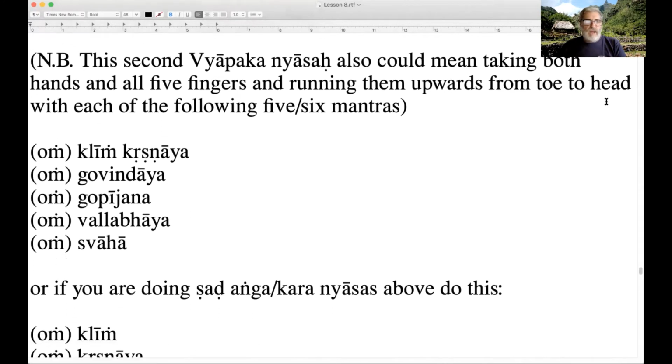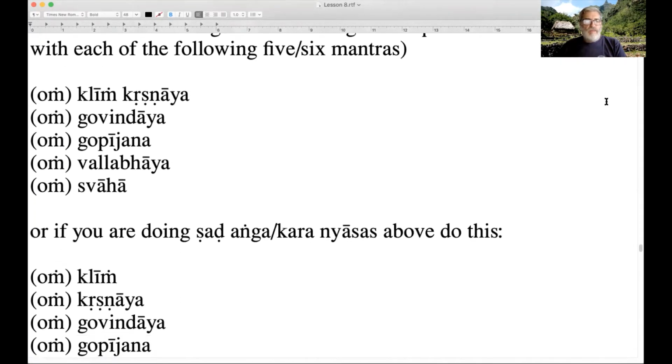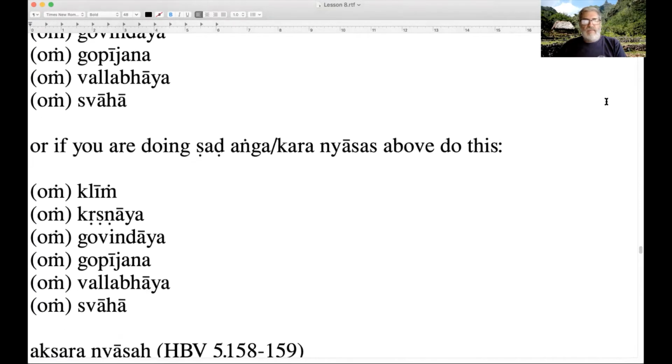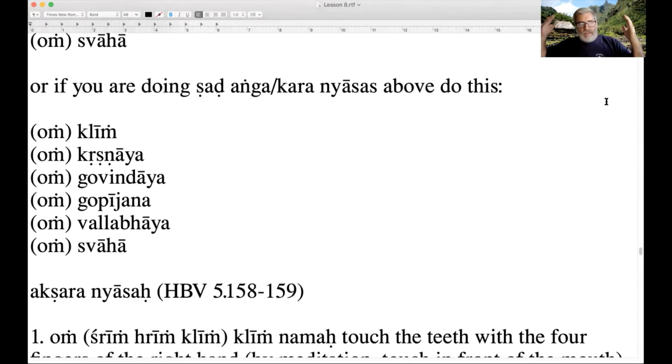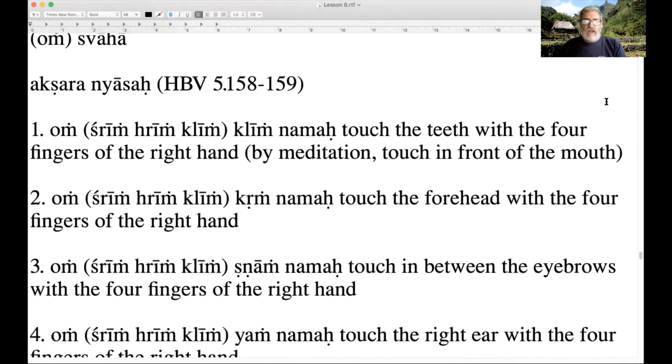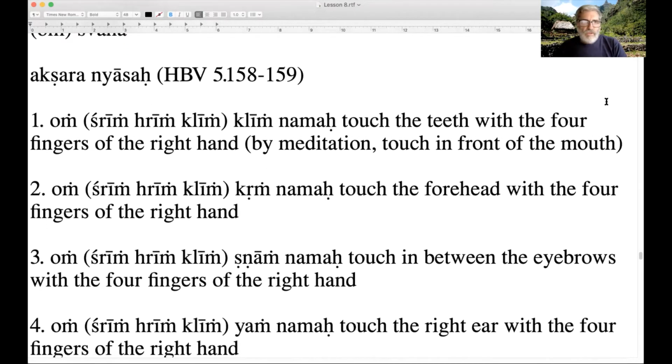So Om Klim Krishnaya, Om Govindaya, Om Gopijana, Om Vallabhaya, Om Swaha. That is the way you do it with each mantra if you divide it into 5. If you divide it into 6, Om Klim, Om Krishnaya, Om Govindaya, Om Gopijana, Om Vallabhaya, Om Swaha. Okay? So those are those nyasas.